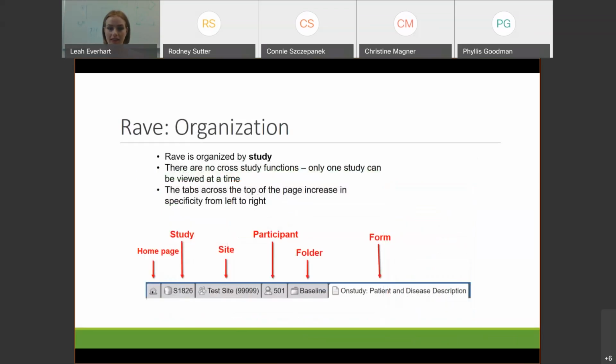And once you're logged in, RAVE is organized by study, which means information can only be viewed for one study at a time. Once a study is selected from the home page, the tabs across the top of the page increase in specificity from left to right in a nesting doll fashion. So it starts with the selected study, then their site, participant, and then the folders in that participant's chart, and then the forms within that folder. Next slide, please.